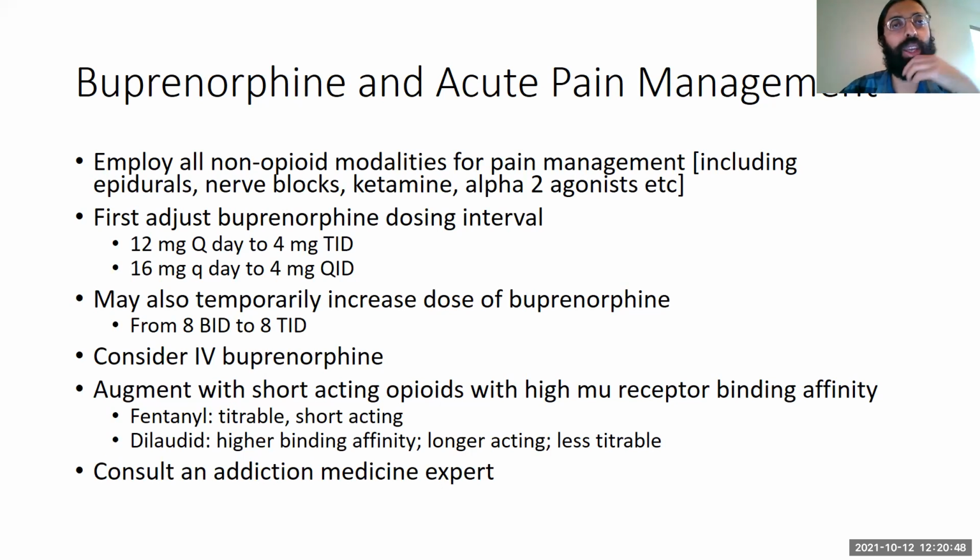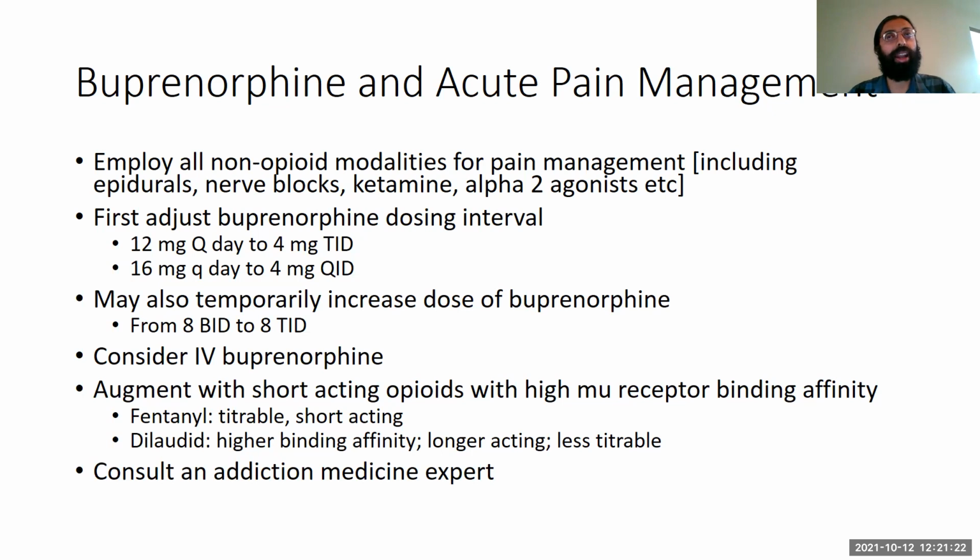Now, to address that acute pain in general, you're going to wind up splitting up the buprenorphine dosing to more frequent. So for example, if someone was usually on 12 milligrams a day, you might change that to 4 milligrams 3 times a day, because analgesia with buprenorphine requires more frequent doses. You may also temporarily increase the dose of buprenorphine, can be a very effective strategy, right? So going from 8 milligrams twice a day to 8 milligrams 3 times a day. You can, much like methadone, also consider IV buprenorphine if that is on your formulary.